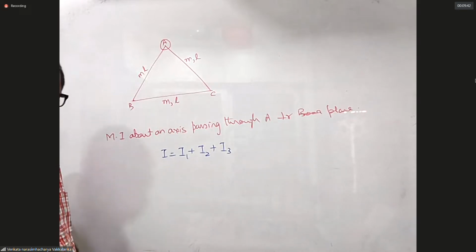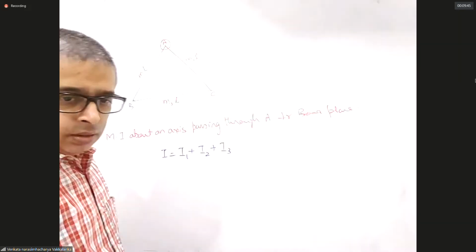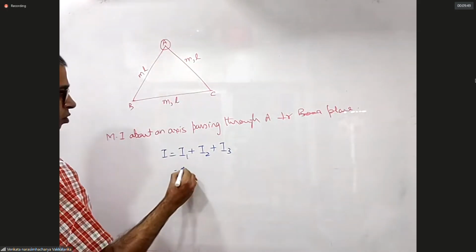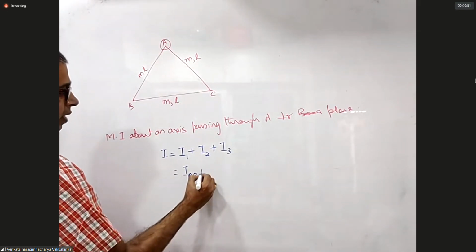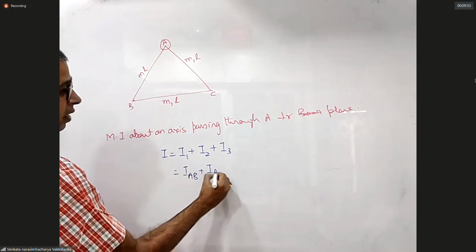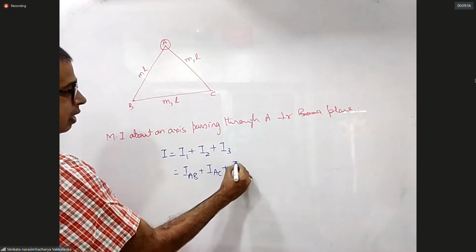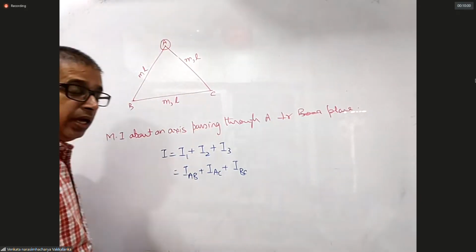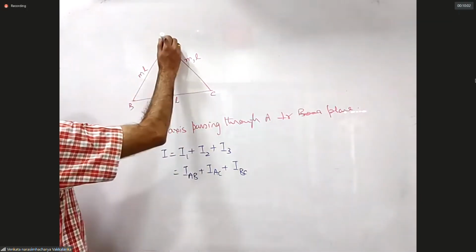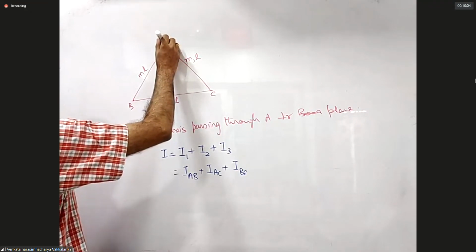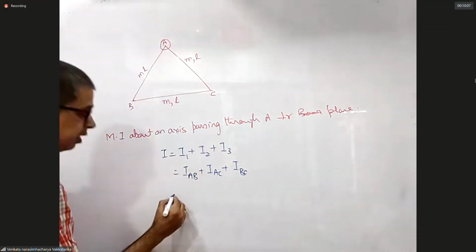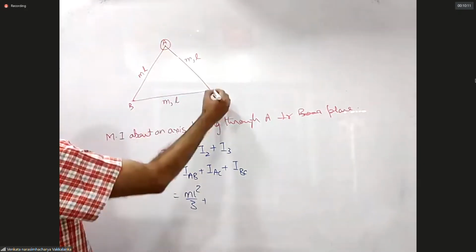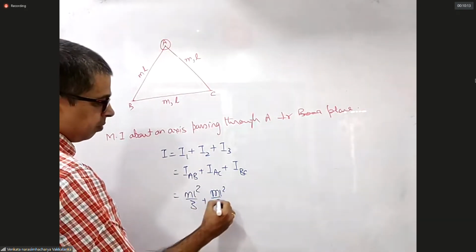Listen. Have a look. I1 is the moment of inertia of AB. I2 is the moment of inertia of AC. I3 is the moment of inertia of BC about this axis. I can add all the moments of inertia only when they are about the same axis. AB's is ml square by 3. AC's is also ml square by 3.